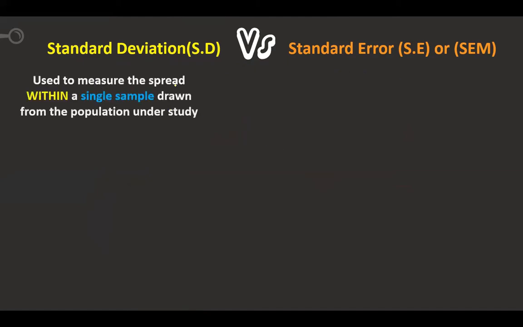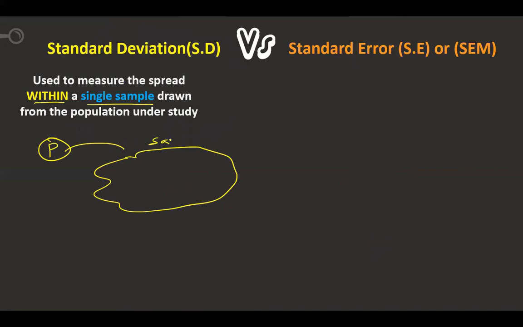It is used to measure the spread within a single sample. For example, I'm having a population here, and from here I'm having a sample. Got it from the population, right? It is used to measure the spread within a single sample. My values are here like this. How much is the spread? How the values are spread is calculated by the standard deviation. We have done a separate video on standard deviation previously. Just go through it and you can come back, so that you will understand the standard deviation.